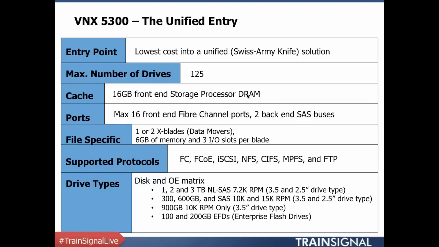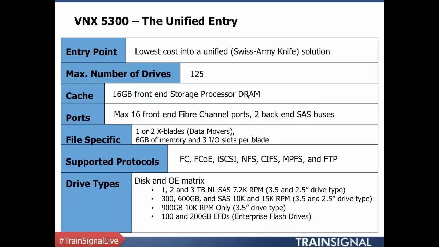From a VNX 5300, the difference here is now you're stepping into the unified arena. So now you're moving from a block-only solution or a fiber channel-only solution into the ability to provide both CIFS and NFS capability. The number of drives goes up from 75 to 125, a little less than double. And from a caching perspective, you're moving from 8 gigs of cache up to 16 gigs, so you're doubling there.